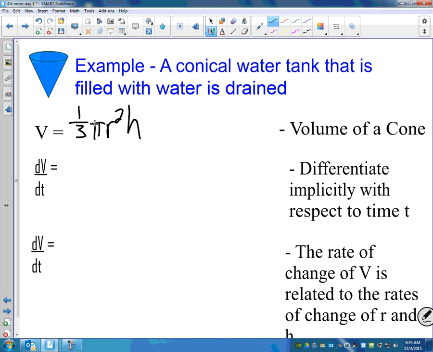Yes? Probably the biggest mistake I see on the AP exam when we start practicing the AP exam is people just do like 2r, dr, dh over dt, and they forget all about the product rule. That's still not clear as well. 1/3 pi, that's just a constant, so that's just a mistake. 1/3 pi.